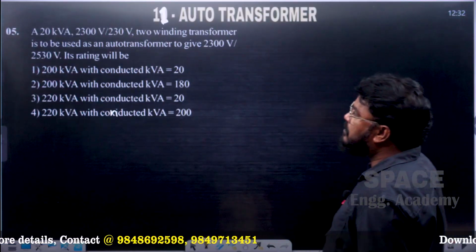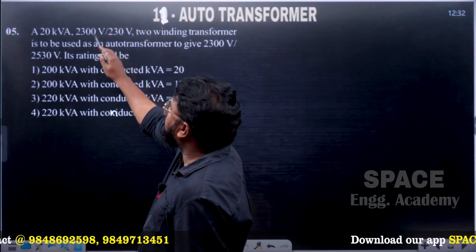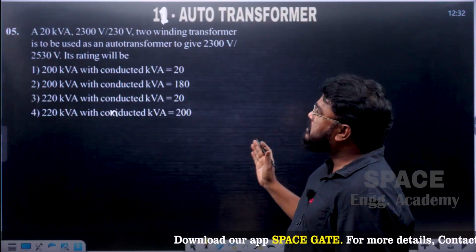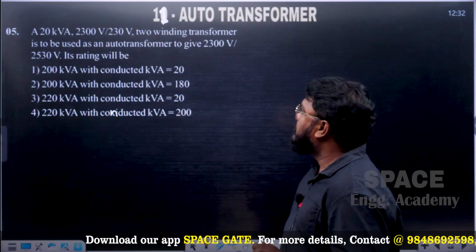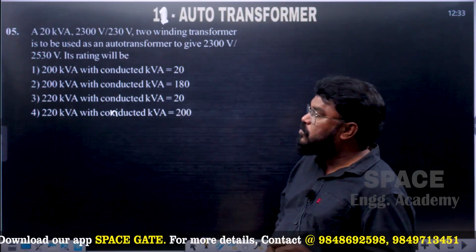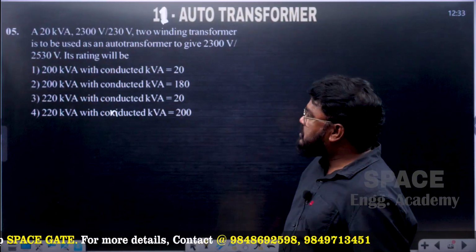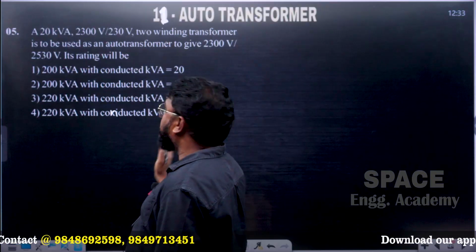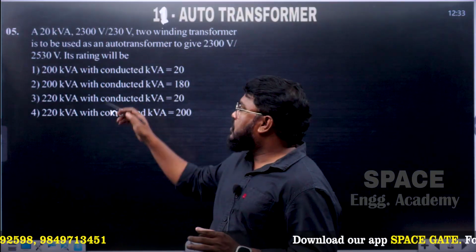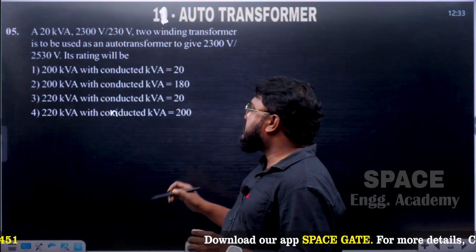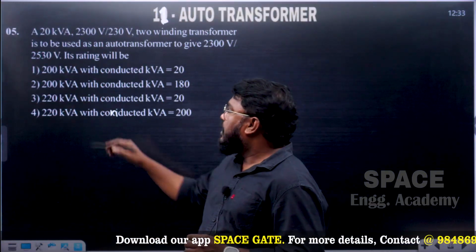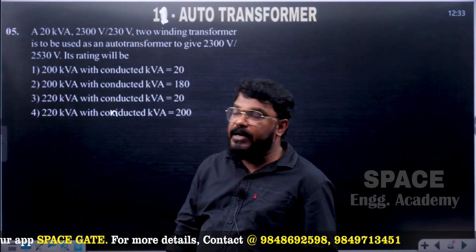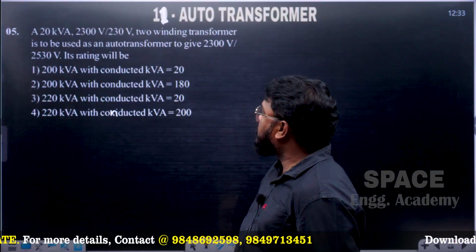And next question number 5. A 20 kVA 2300 upon 230 volts, the two winding transformer is to be used as an auto transformer to give 2530 volts by 2300 volts. Its rating will be option 1 200 kVA with conducted kVA is equal to 200, and 200 kVA with conducted kVA is equal to 180, and 220 kVA with conduction kVA is equal to 20, 220 kVA with conduction kVA is equal to 200.